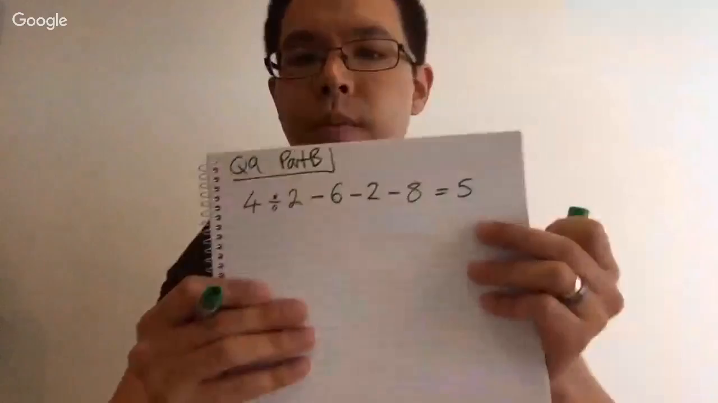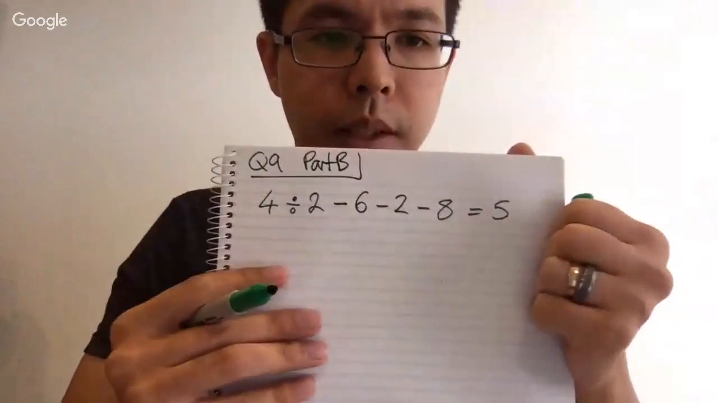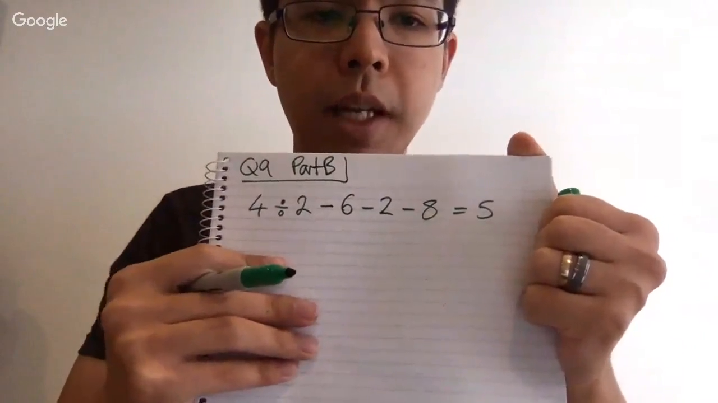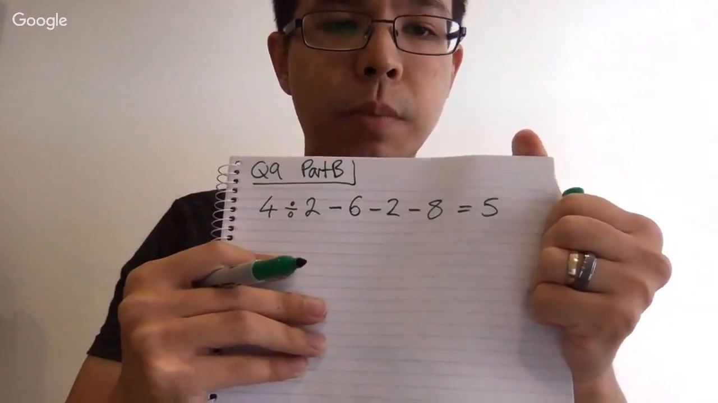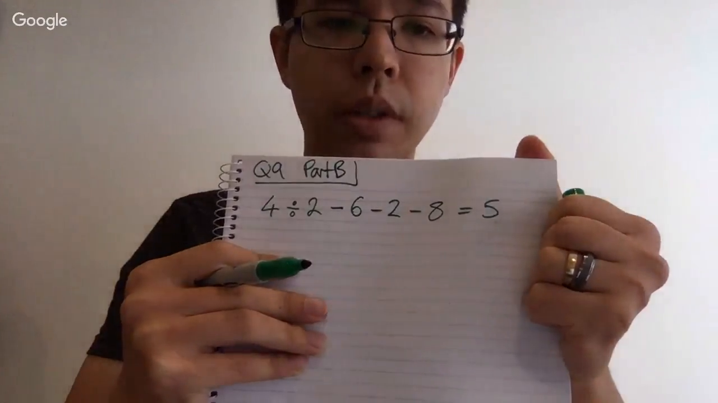Okay, question 9. I presume people are asking me to explain question 9 of part B, which is the bigger one. This is the one where you had 4 divided by 2, take 6, take 2, take 8 equals 5. And the text says, insert brackets to make the statement true. You may use more than one set of brackets. Rewrite the entire equation with brackets and show your calculations to prove you've got the correct answer.